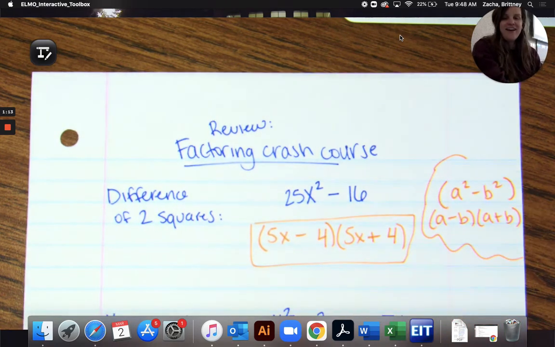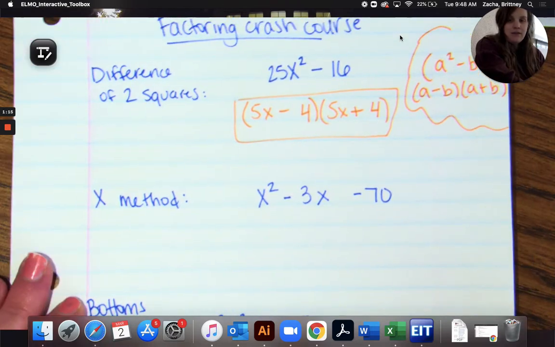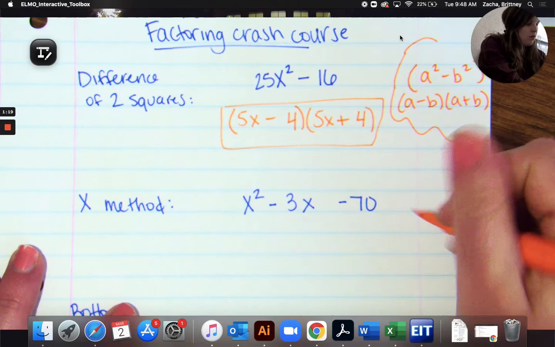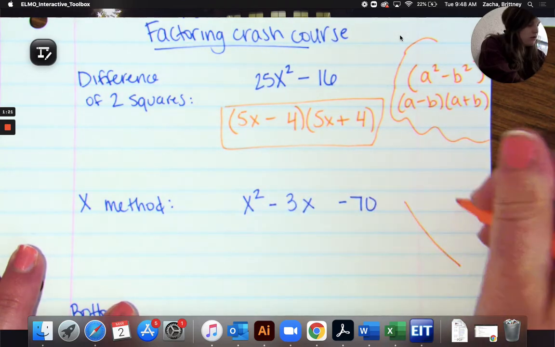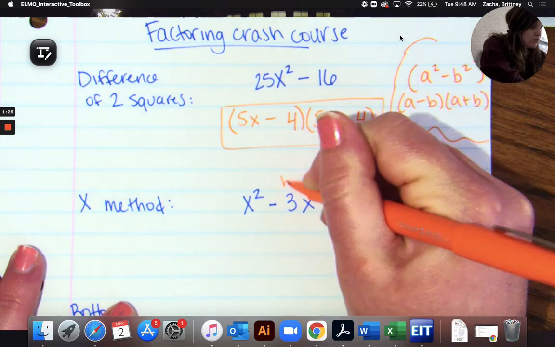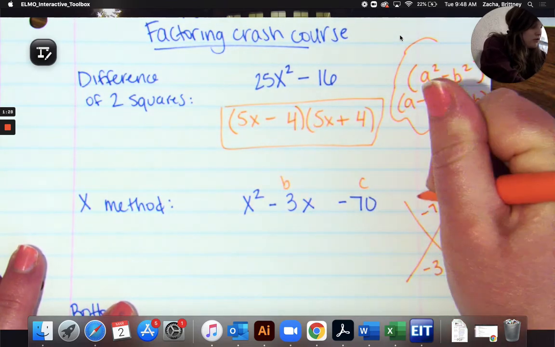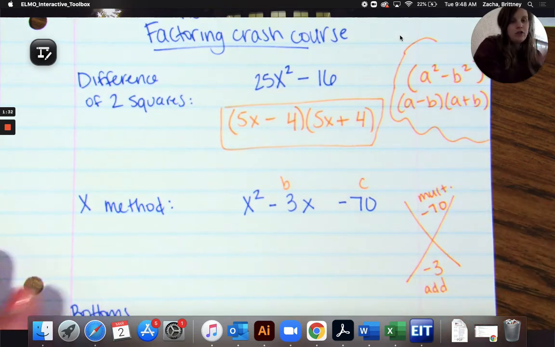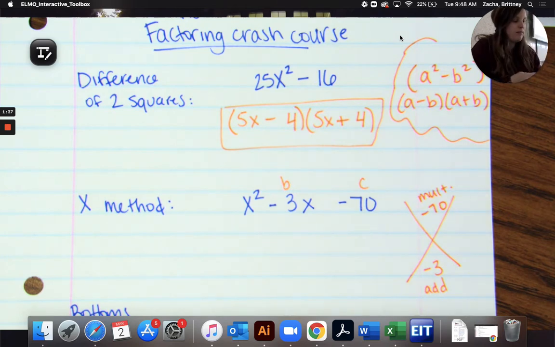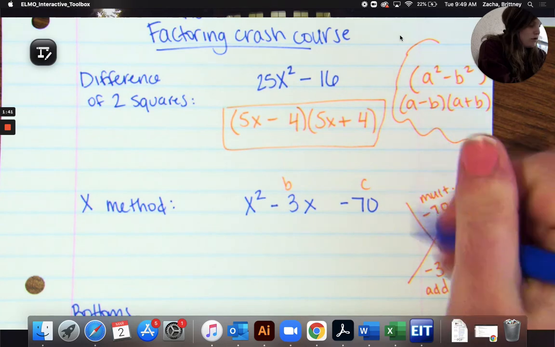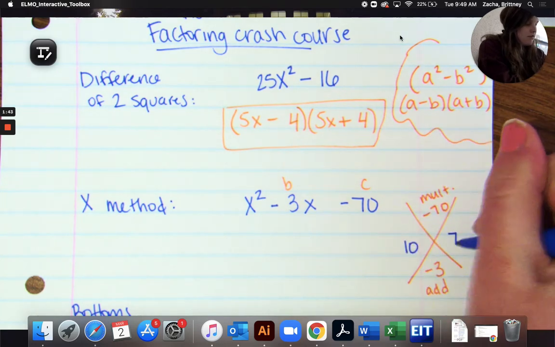Done. Okay. X method. So this is when you have three terms, quadratic, where your a term is 1. Okay, so you throw it in your x, where your c term goes up top, b term goes on the bottom, and you're looking for two numbers that multiply to c that add to b. So you go through your list of factors and you're like, oh yeah, 10 and 7 will multiply to 70, but if it's negative, you know one of your signs has to be negative.